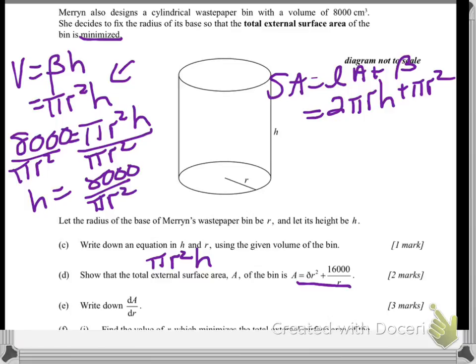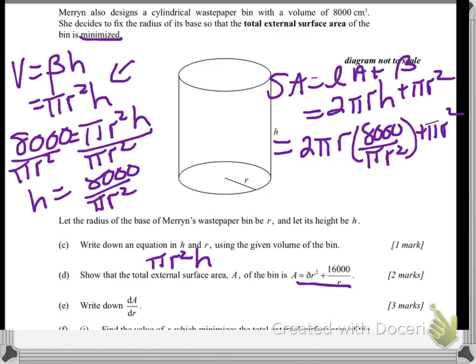Okay, so now I'm going to come back over here and fill that in. So I get 2 pi r, and then for H, I'm going to get 8,000 divided by pi r squared, plus pi r squared. Okay, so look what happens here. The 2 times the 8,000 gives me 16,000. The pi and this pi cancel out, and this r and one of the r's cancel out, so I'm going to get 16,000 over r plus pi r squared. All right, so that is D.